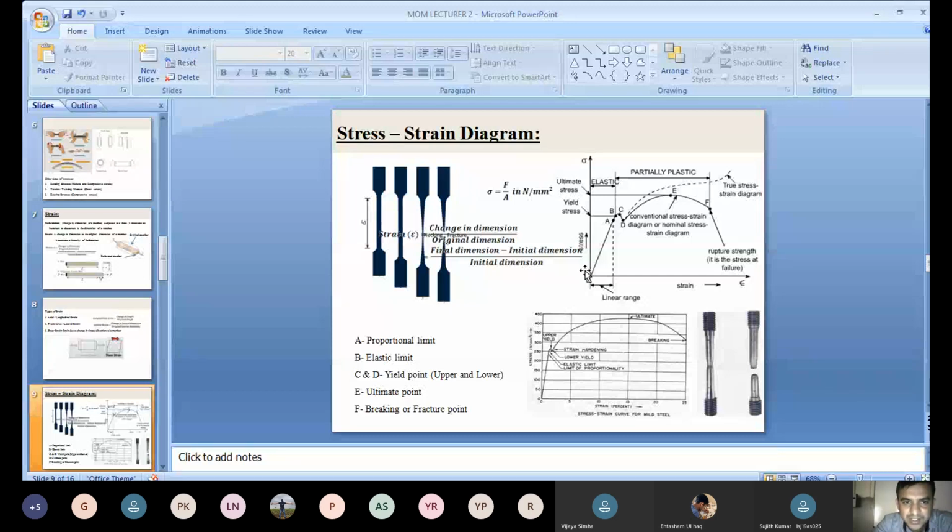Now as the load increases on both sides of the specimen, what happens? Initially the body resists. As the load increases, F increases, and the cross-sectional area is constant. Now what happens? Stress also increases. As the stress increases, what happened? See the second sketch here.